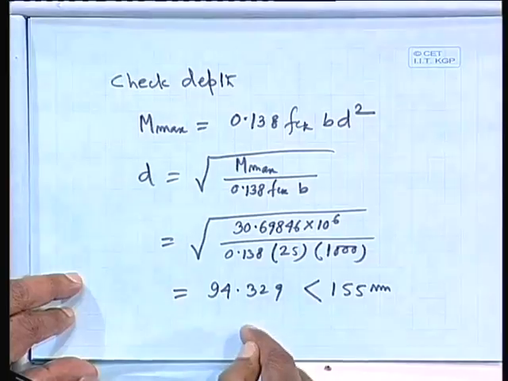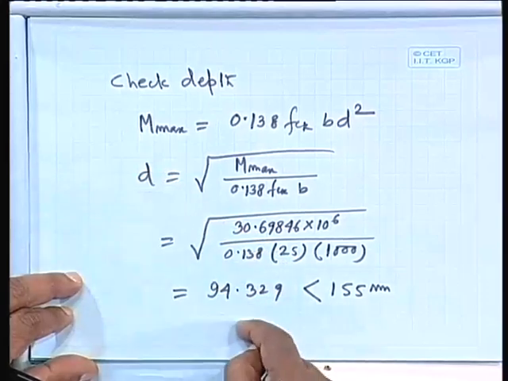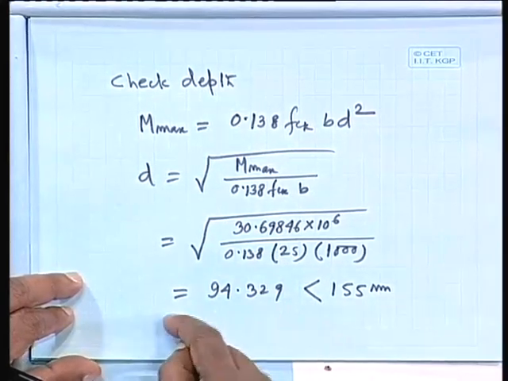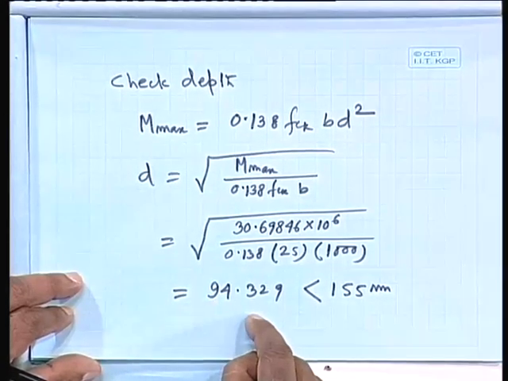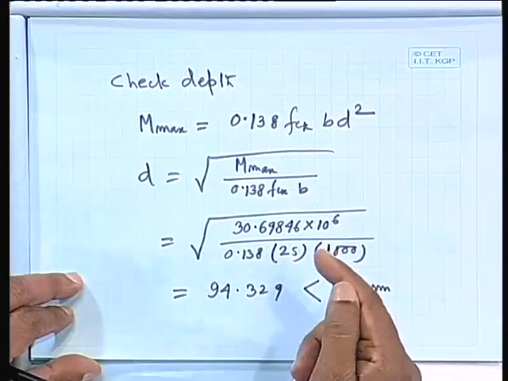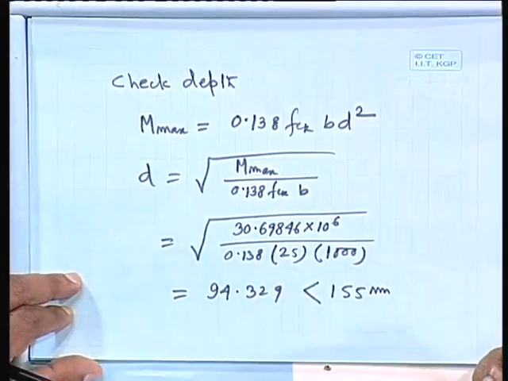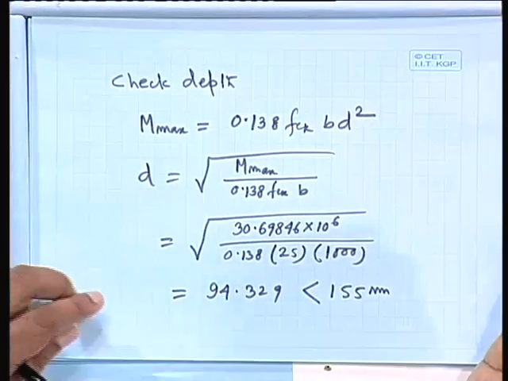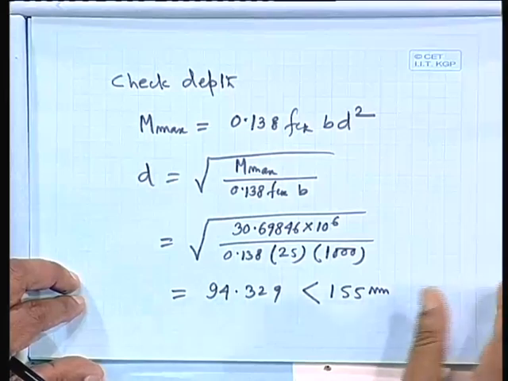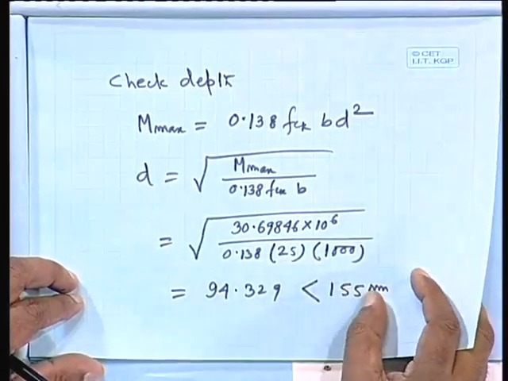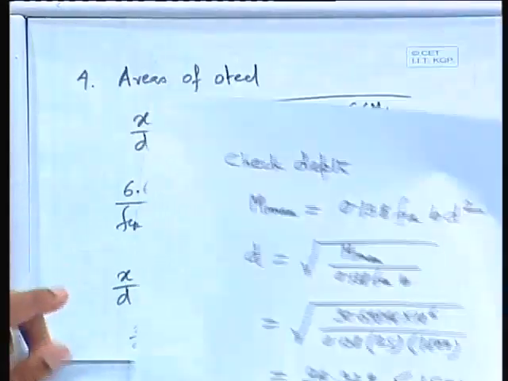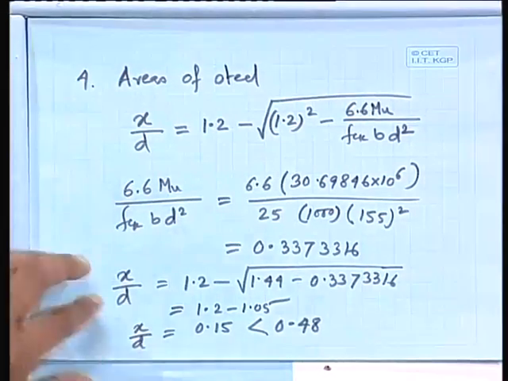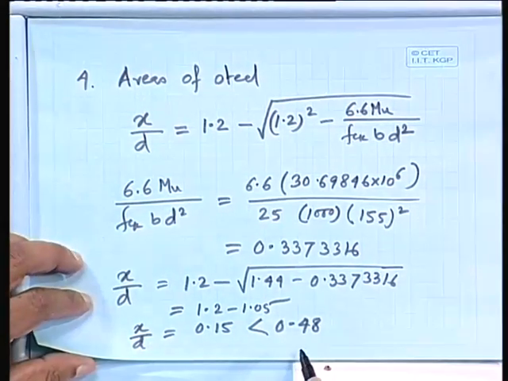We could do it the other way also, that means from d here itself we can provide our new overall depth. Maybe say 94 plus 5, which is coming 100 plus 15, so 115. Maybe we can provide 120 millimeter or 125 millimeter overall depth, that also we could do. But since we have already provided 155 millimeter effective depth, on the basis of that let us continue the calculation. Here we have to check whether x by d is coming within the limit or not. Now let us find out the lever arm.